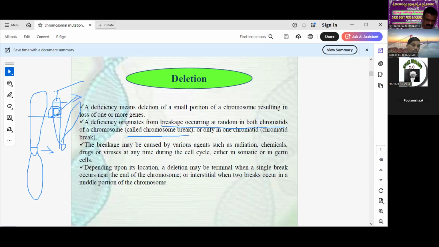If the same portion is removed from both chromatids, or by a cut, it is released from the mother chromosome, and the terminal parts reunite. Deletion can also occur in one chromatid. The breakage may be caused by various agents like radiations, chemicals or drugs, and viruses during the cell cycle. These deletions may occur in somatic cells or in germinal cells also.